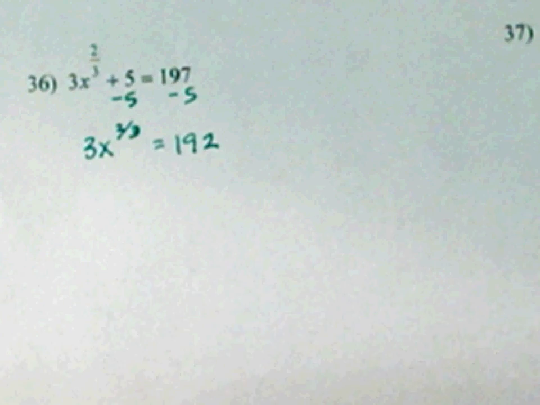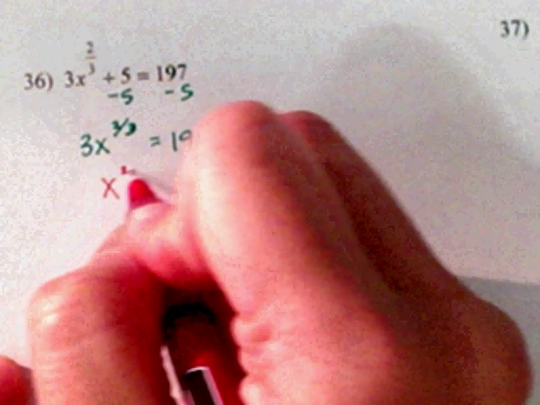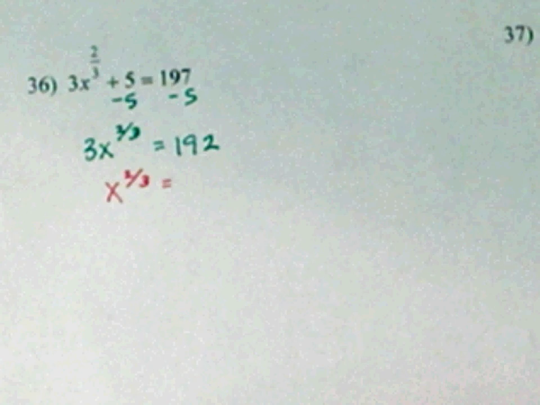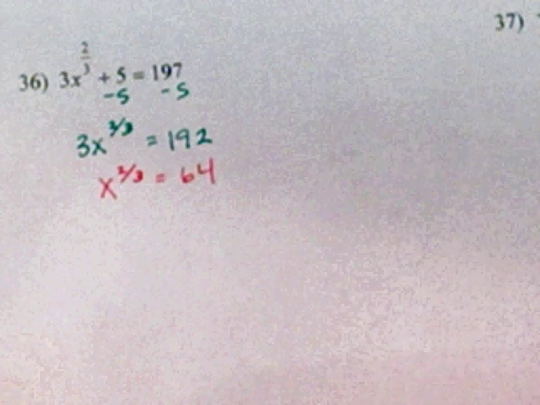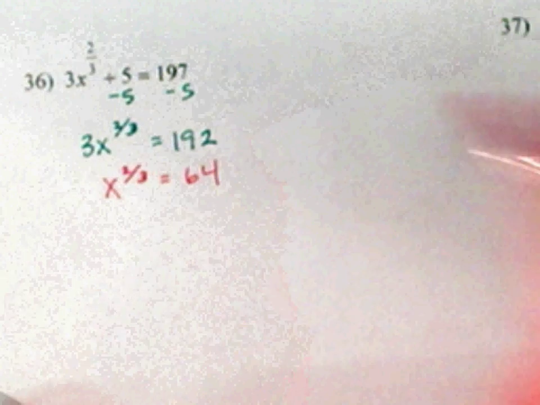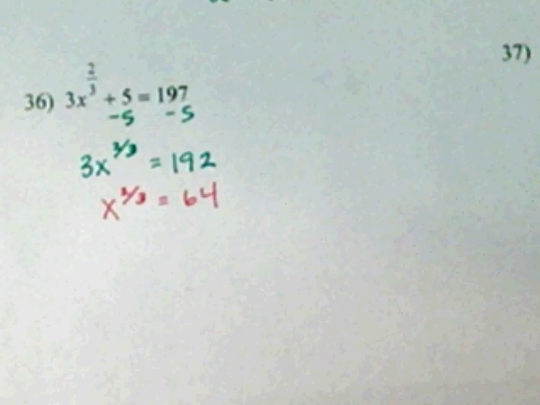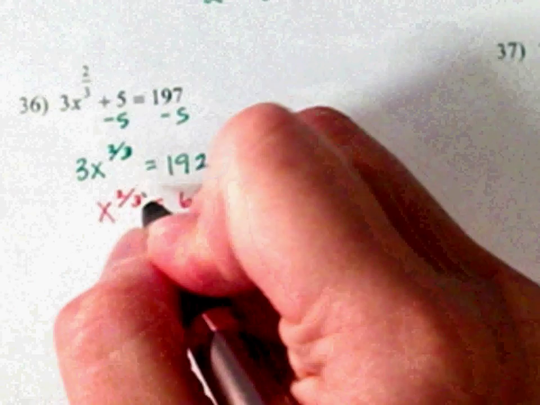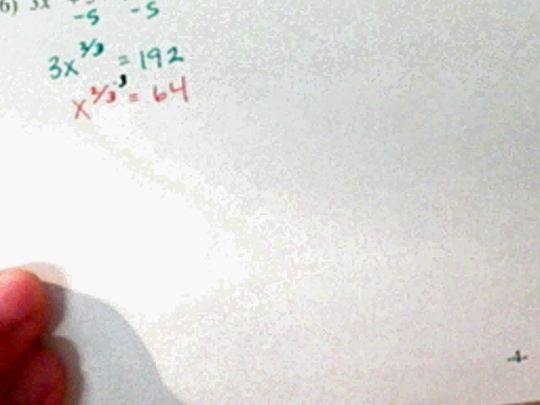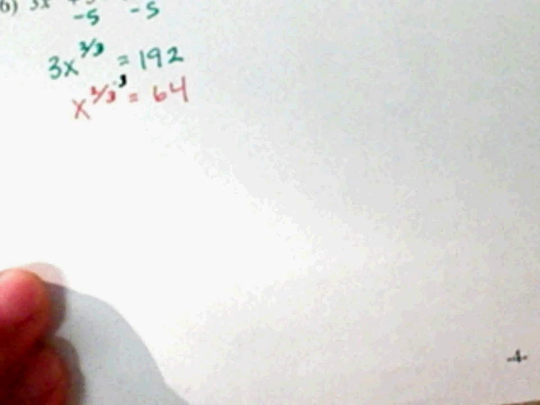So x to the 2/3 is equal to 192 divided by 3, which is 64. Okay? Now, I want to get rid of that 3. So that is divided by 3. I want to get rid of the fraction, so I'm going to times it by 3. You could do it this way. But this problem, I actually might want to do it a little differently. But that's up to you.